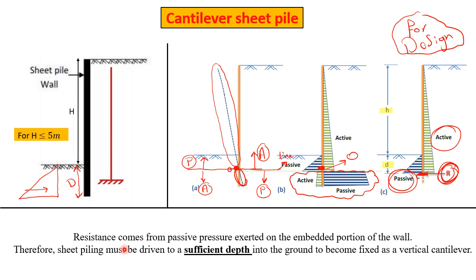And as I told you here, the resistance in this type of sheet piles comes entirely from your passive resistance. So it's very important to get your penetration depth or embedment depth accurately. And we take a factor of safety in this estimated value, as you will see in the design. Let's start with problem number 1.